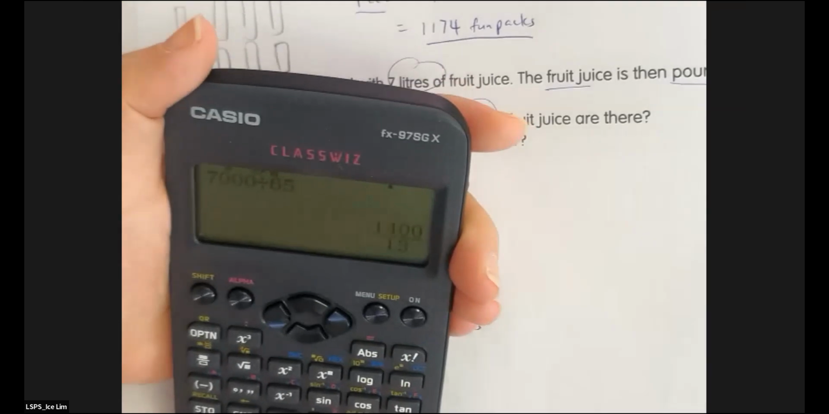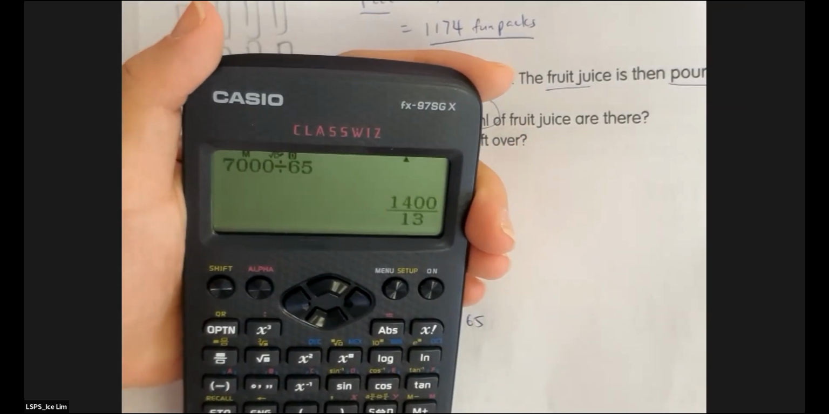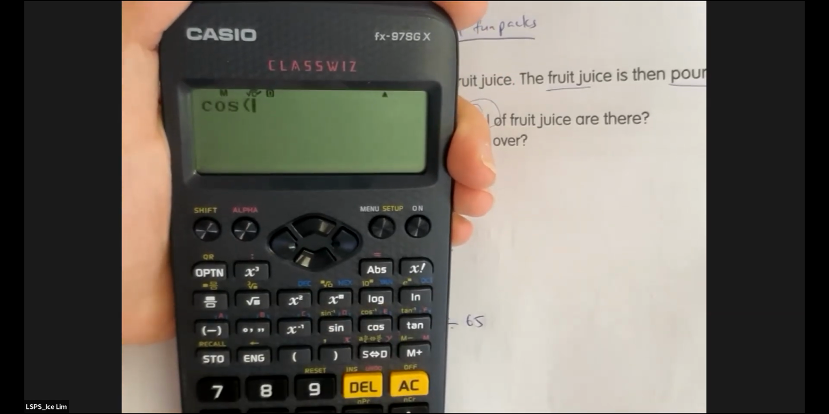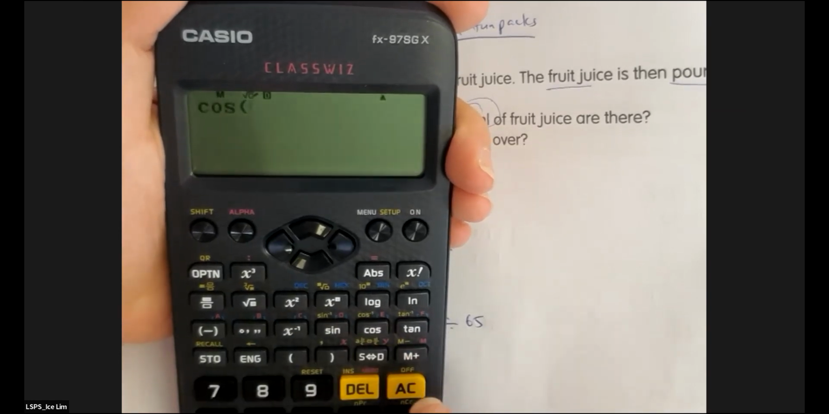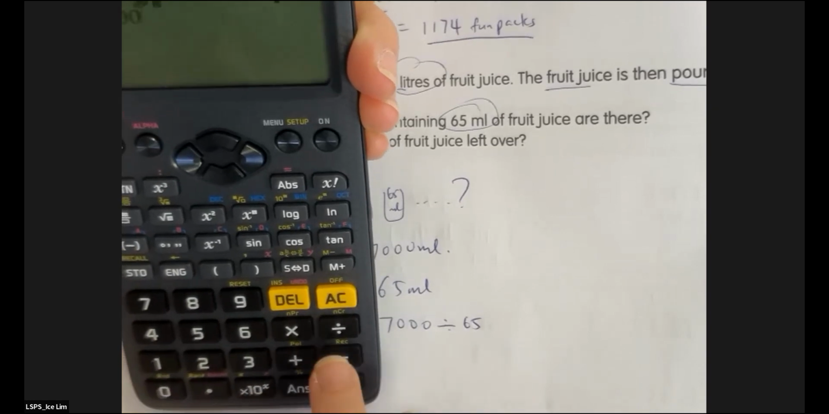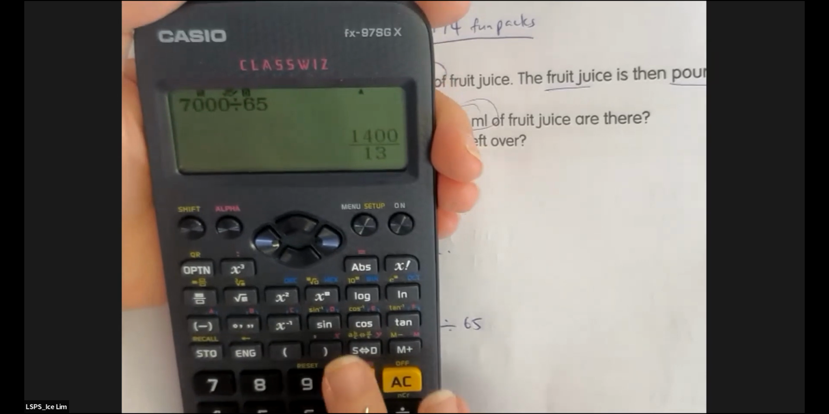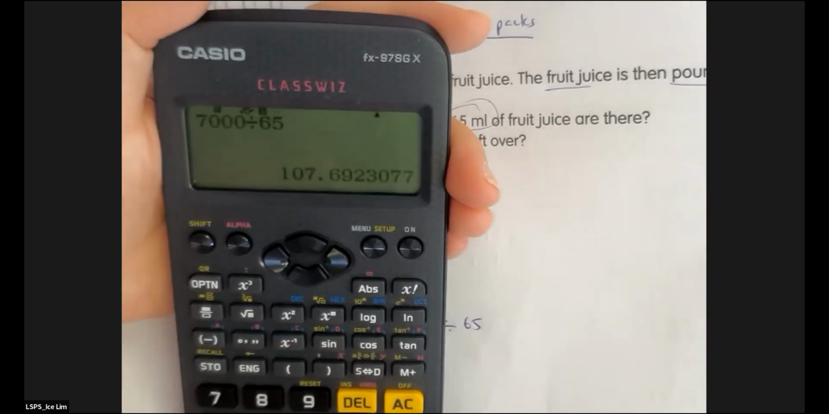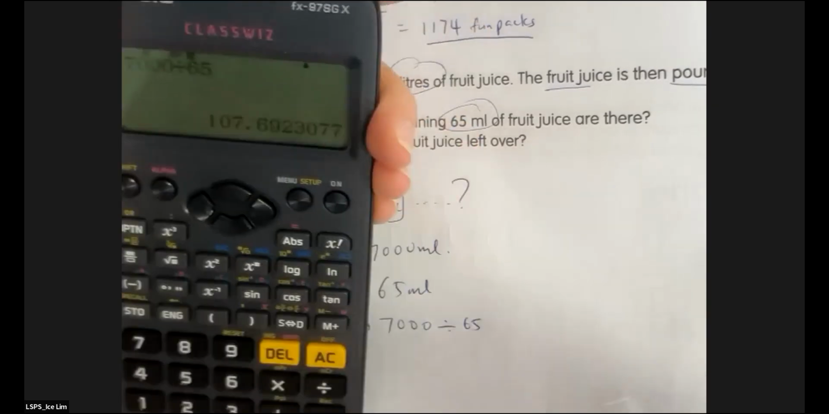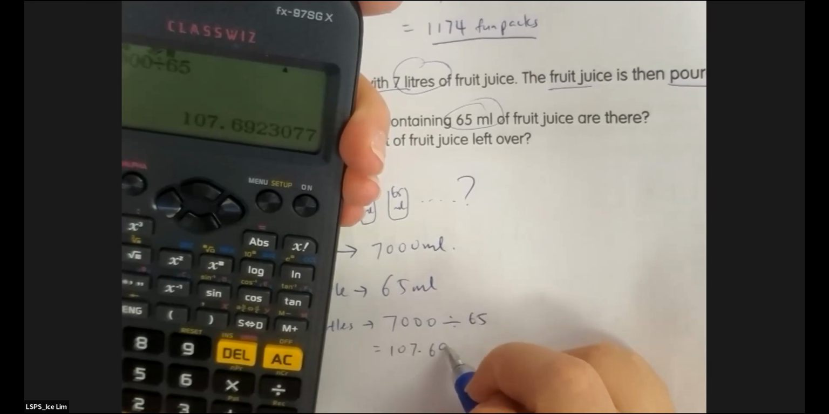I get a fraction. Now, remember how to press the decimal? Press this one, right? Oh, sorry, press wrong button. 7,000 divided by 65. Okay, then press which one? This one, right? Then I get 107.69. So if I copy it down, it is 107.69.